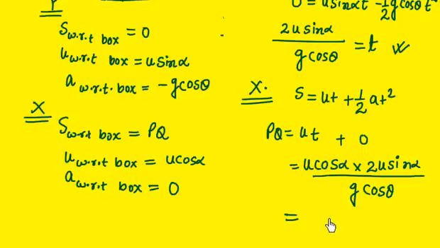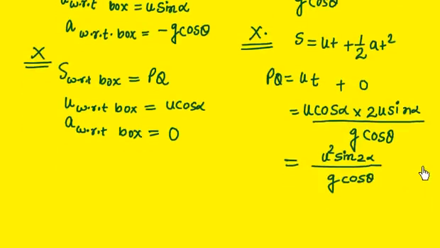So what is this value? So we will have 2u square, u square sine 2 theta, that is u square sine 2 alpha, divided by g cos theta. Are you getting or not? So this is the value of x you have.